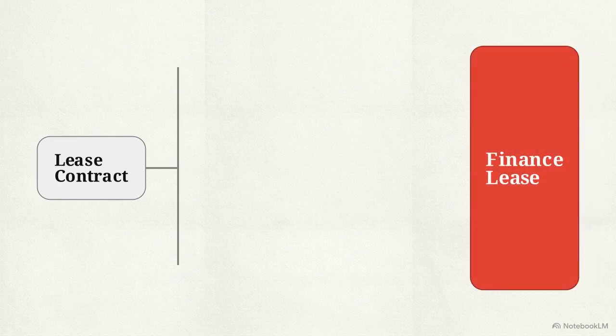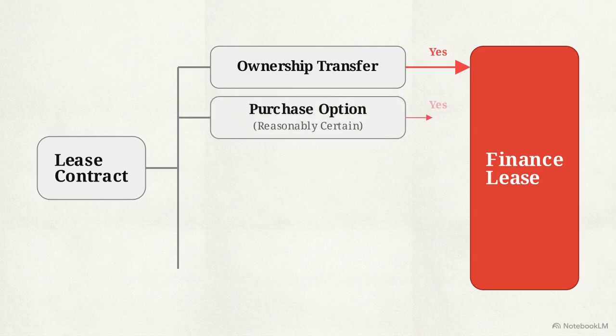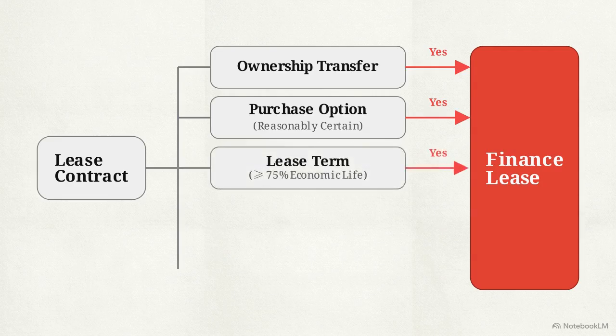If the contract meets any one of 5 objective criteria, it is categorized as a finance lease. The first criterion checks if the lease transfers full legal ownership of the underlying asset to the lessee by the end of the term. The second evaluates purchase options. If the contract includes a bargain purchase option that the lessee is reasonably certain to exercise, the threshold is met. The third examines time. If the lease term consumes the major part of the asset's remaining economic life, generally defined as 75% or more, it triggers the finance classification.